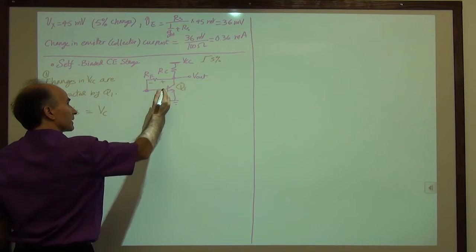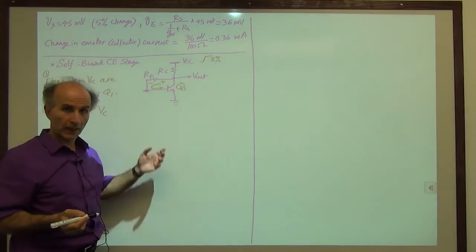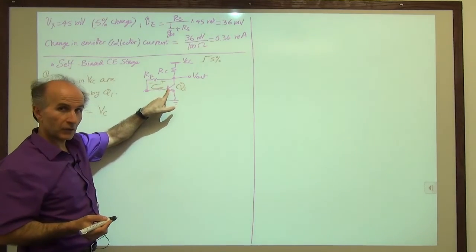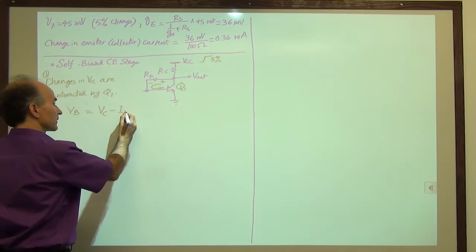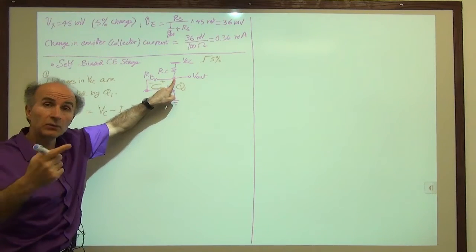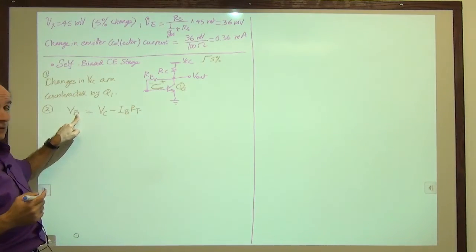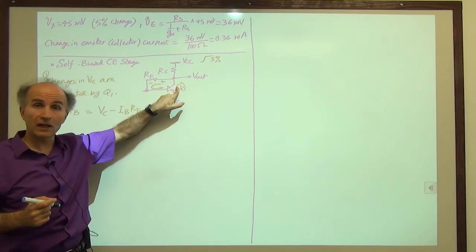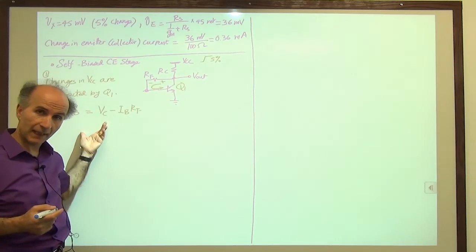Why? Because the base current of the circuit has to come from RF. Doesn't have anywhere else to come from, so it has to come from RF. So the collector current flows this way, the base current flows this way, generating a voltage drop of IB times RF. So minus IB times RF. So we start with a certain voltage here, and we lose a certain amount, IB RF, before we get to the base. That much. This says that the base voltage is always less than the collector voltage.